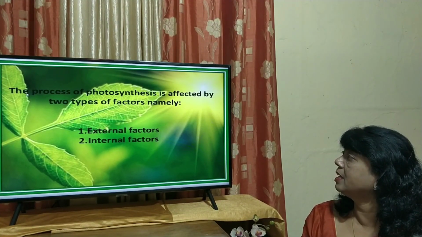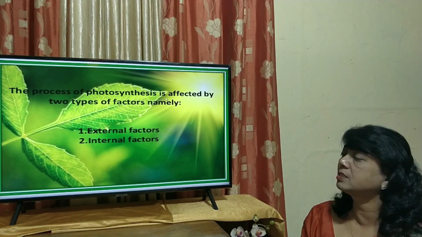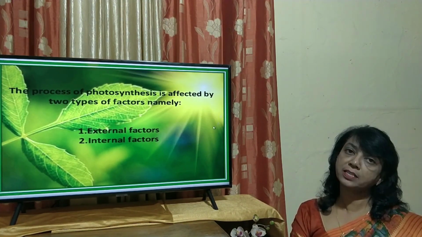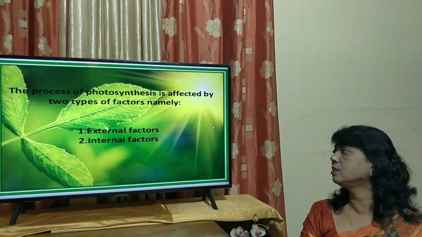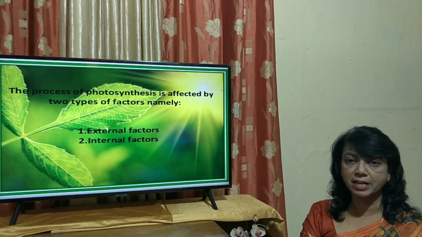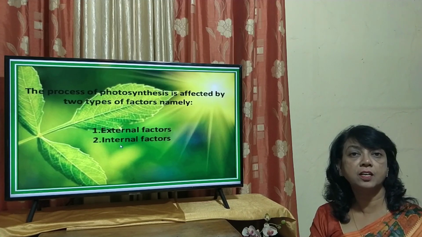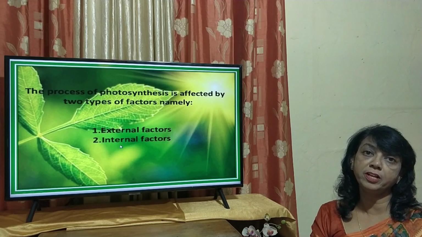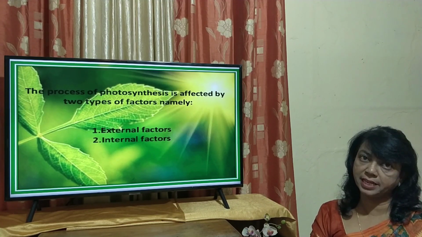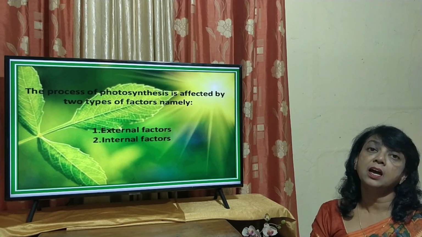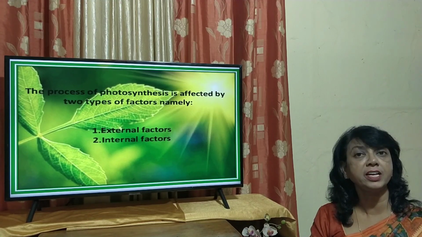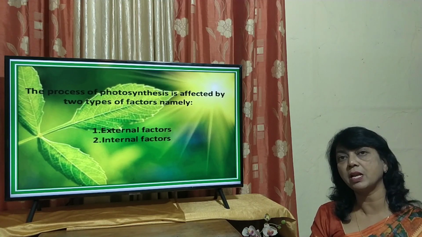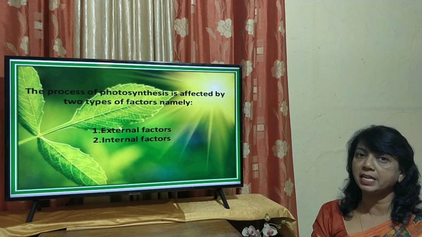Now we have seen that photosynthesis is affected by two factors. One is external factors and the other is internal factors. These factors include carbon dioxide, water, chlorophyll, temperature, etc. Now we'll study how these affect the process of photosynthesis. So we'll study them one by one with the help of experiments.